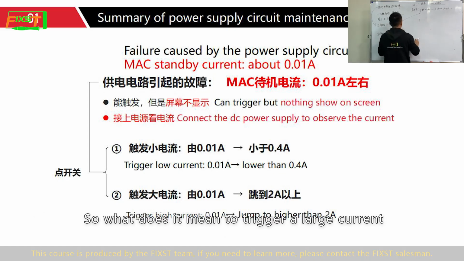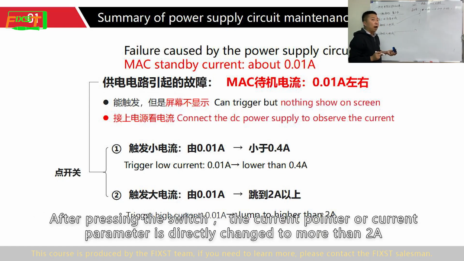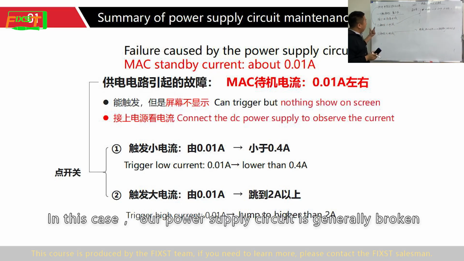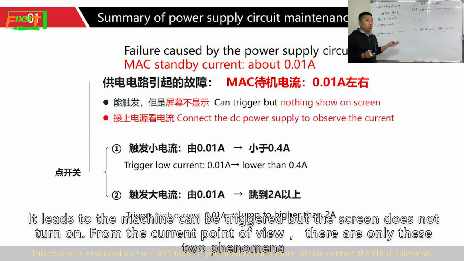So what does it mean to trigger a large current? After pressing the switch, the current pointer or current parameter directly changes to more than 2 ampere. Also, the current jumps directly from 0.01 ampere to above 2 ampere. In this case, our power supply circuit is generally broken. It leads to the machine being triggered but the screen not turning on. From the current point of view, there are only these two phenomena.